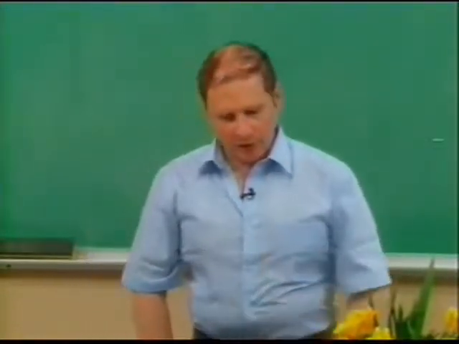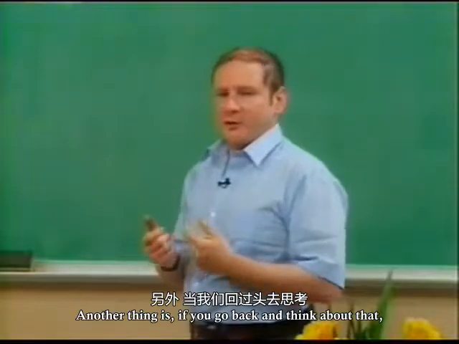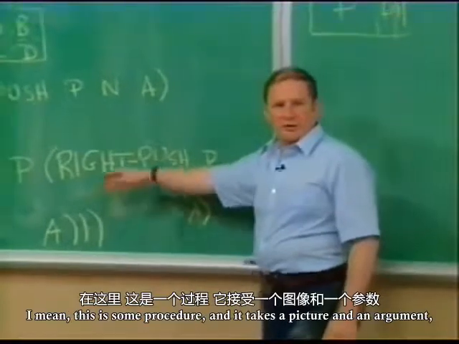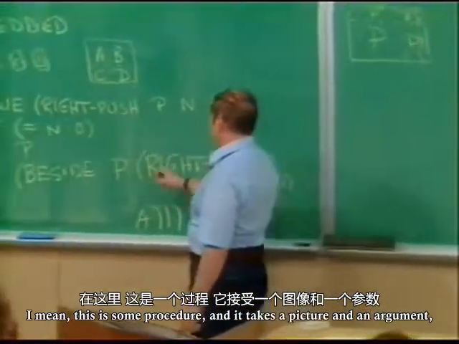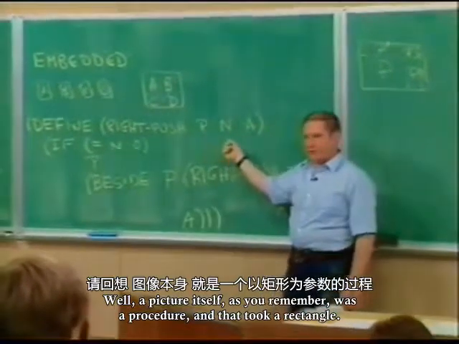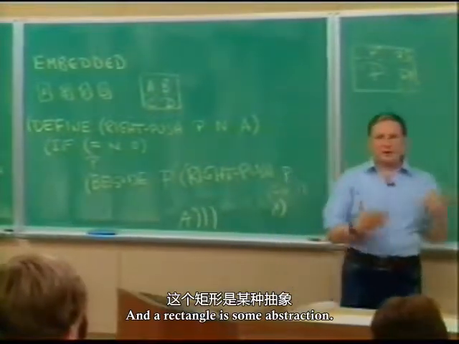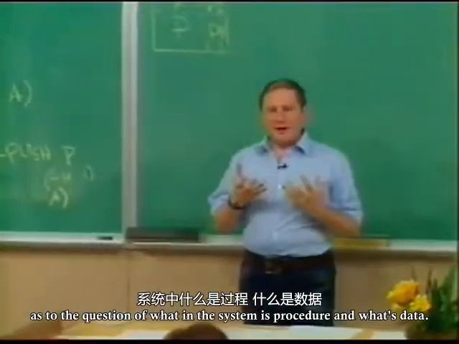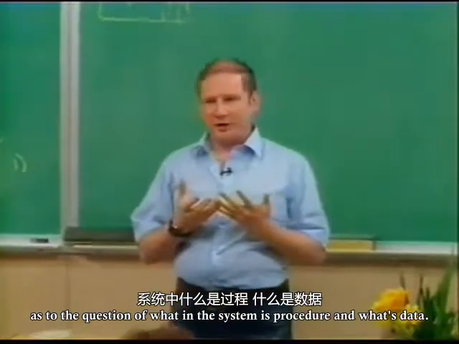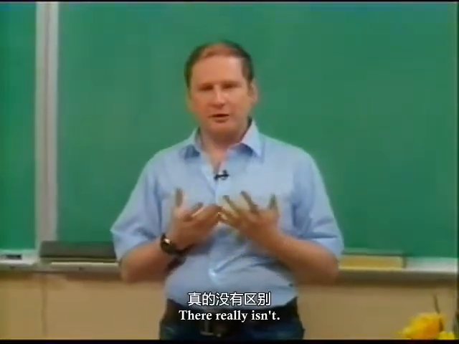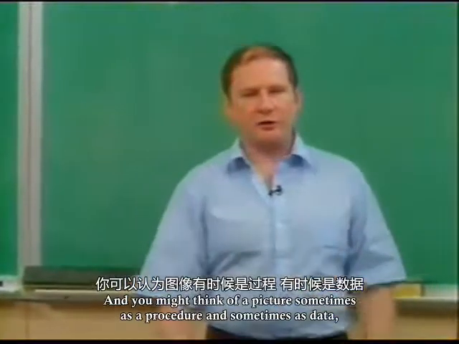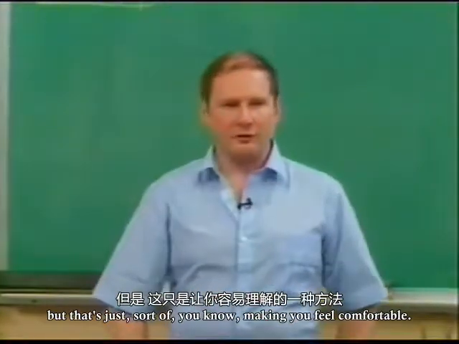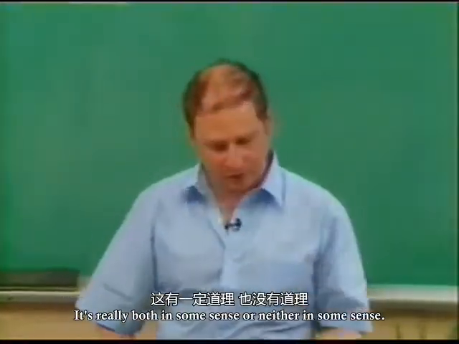That's one thing that this example shows very well. Another thing is, if you go back and think about it, what's procedures and what's data? By the time we get up to here, my God, what's going on? This is some procedure, and it takes a picture as an argument. And what's a picture? Well, a picture itself, as you remember, was a procedure, and that took a rectangle, and a rectangle is some abstraction. And I hope by now you're completely lost as to what in the system is procedure and what's data. You see, there isn't any difference. There really isn't. You might think of a picture sometimes as a procedure and sometimes as data, but that's just making you feel comfortable. It's really both in some sense, or neither in some sense.